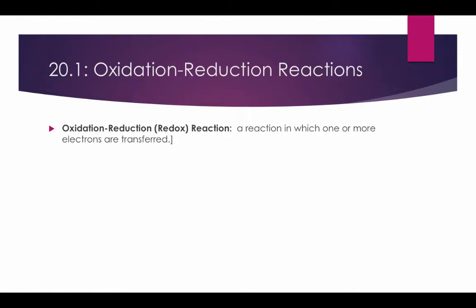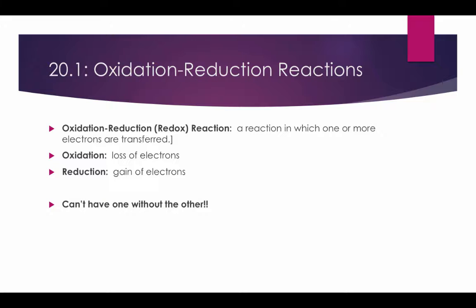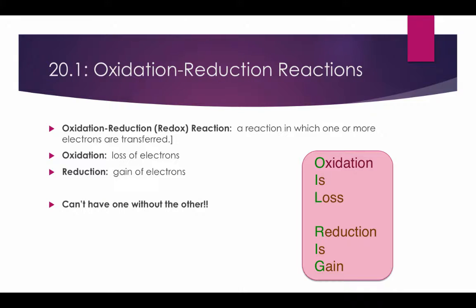An oxidation-reduction reaction, often called a redox reaction, is a reaction in which one or more electrons are transferred. Oxidation refers to the loss of electrons, and reduction refers to the gain of electrons. In all redox reactions, something will lose electrons and be oxidized, and something will gain electrons and be reduced. You can't have one without the other.